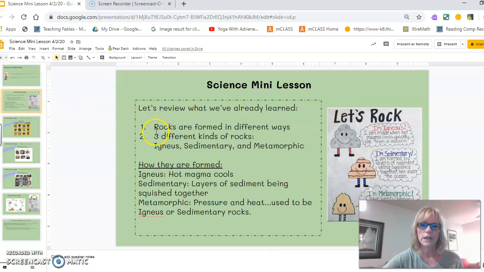I'm going to review what you've already learned. If you look right here at this slide, number one, rocks are found in different forms, in different ways. There are three different kinds of rocks: igneous, sedimentary, and metamorphic. And this is how they're formed. Igneous rocks are formed mostly from volcanoes, from the hot magma after it cools. Sedimentary rocks are layers of sediment being squished together, like being crushed under the ocean. And metamorphic rocks are formed by pressure and heat. These rocks actually used to be igneous or sedimentary rocks.